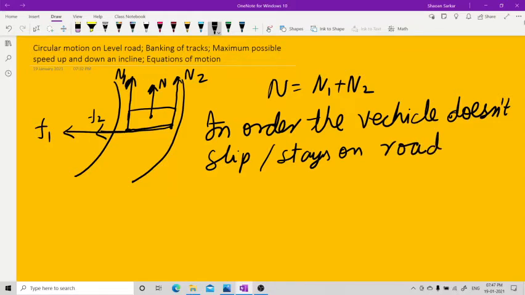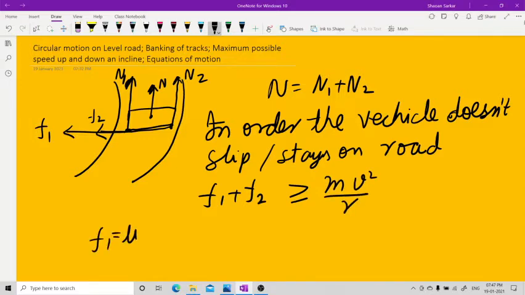The thing is that F1 plus F2 must be greater than or equal to the centripetal force. This is the centripetal force. Now, what is F1? F1 is mu N1, and F2 is mu N2. Just put the values of this and this in this equation.